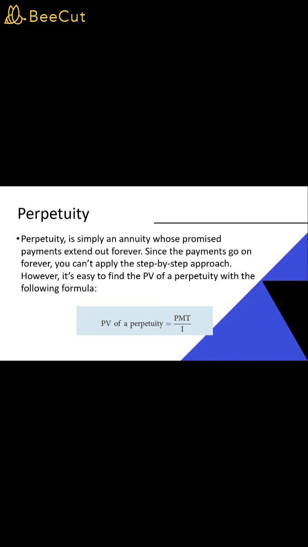You always want to make sure that you never put in 7%. You always want to put in decimals. And that will give you the present value of a perpetuity. That's how you calculate the present value of a perpetuity.